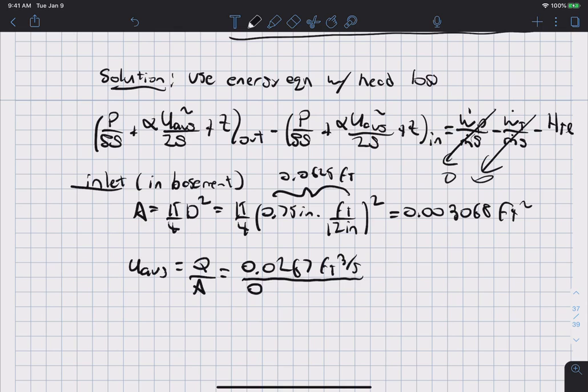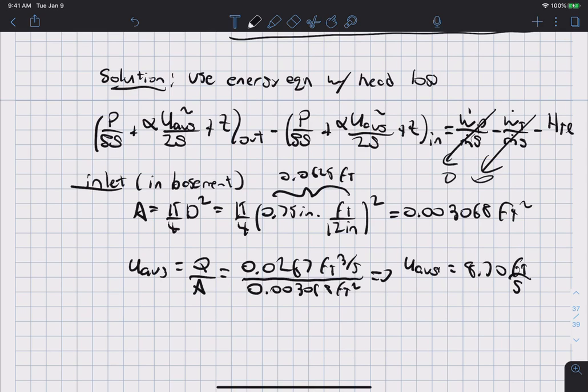over the cross-sectional area, which is 0.003068 feet squared, and that gives an average velocity at the inlet state equal to 8.70 feet per second. Okay?